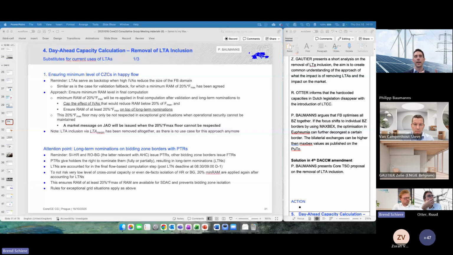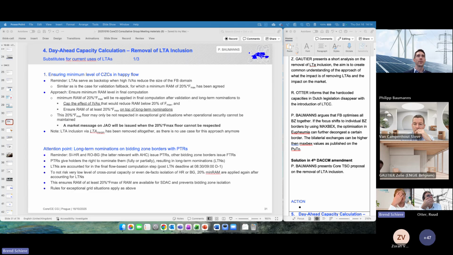We also think that ensuring some minimum cross-zonal capacities in this flow that replaces the LTAs would be valuable. And that's where we came up with this 20% approach, which has been proven to work sustainably in all processes so far. It has always been this 20%, but there is a fundamental change. Today, the 20% is applied in terms of limiting the individual validation reductions.